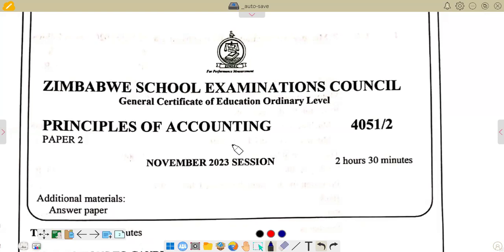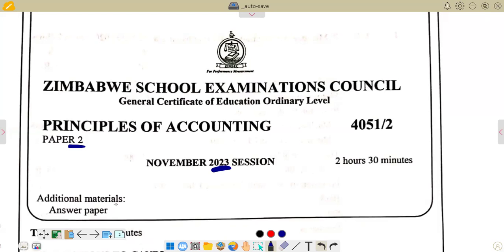In this video, we want to look at the question paper of November 2023. This is a question paper of November 2023, and we're going to look at paper two. On paper two, we're going to look specifically at the preparation of the bank reconciliation statement and the updated cash book. So this is what we have.